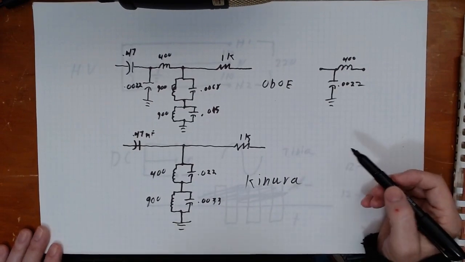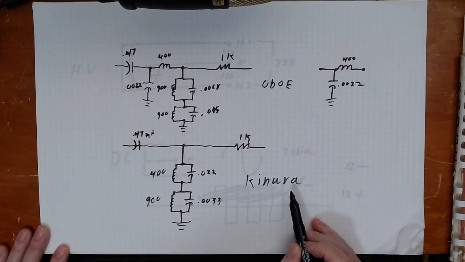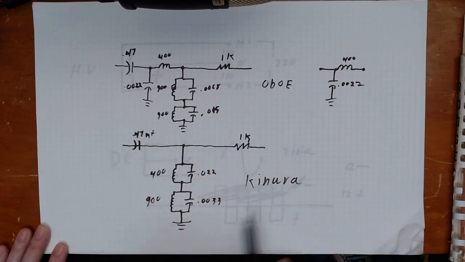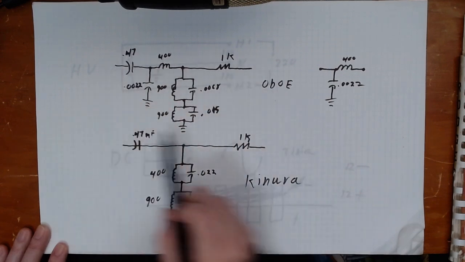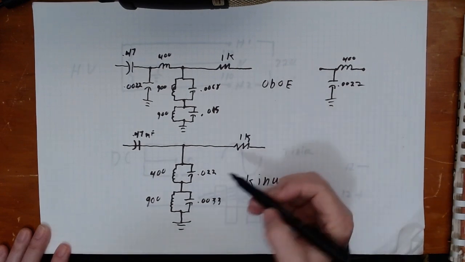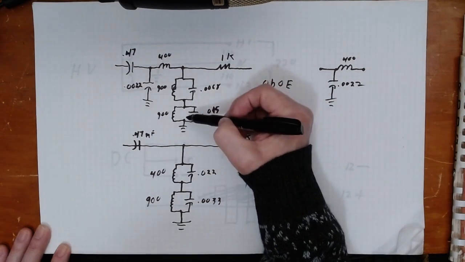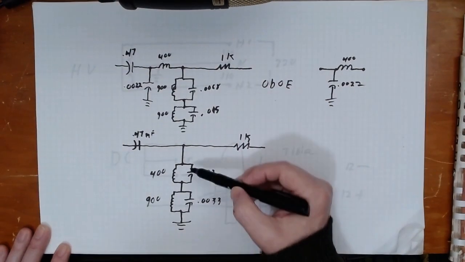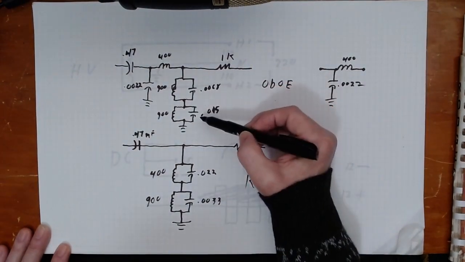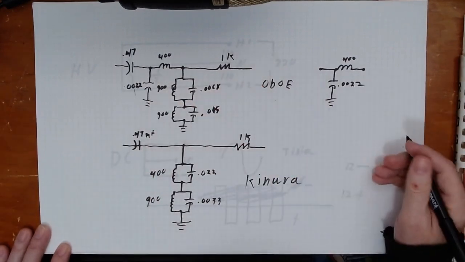So what I've decided to do is, I don't find the Kinura all that useful. So I'm going to try and convert this Kinura circuit into this oboe circuit. So how are we going to do that? Well, the oboe needs both of these coils to be 900. It needs these capacitors to be a slightly different value, and it needs this additional circuit here.